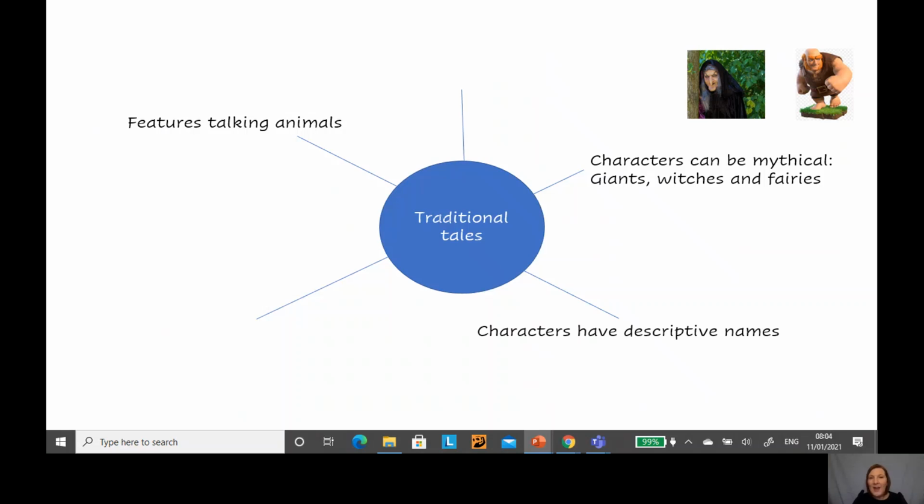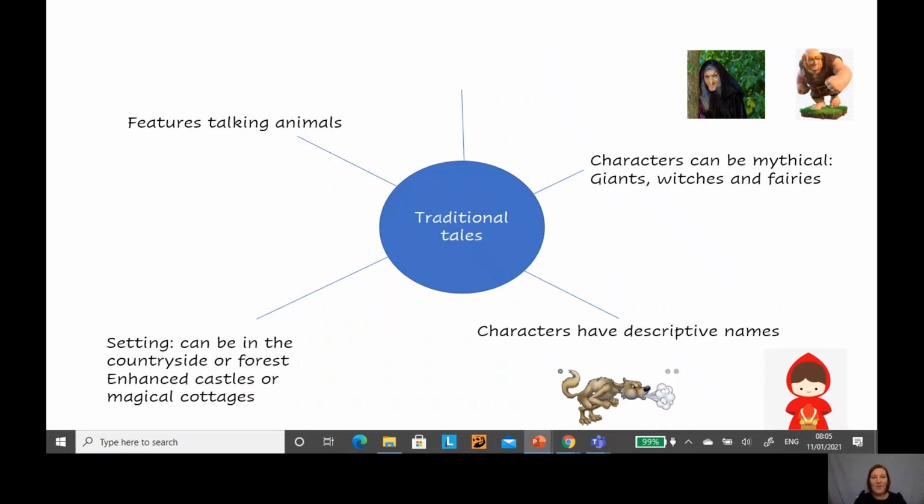Now also, characters might have descriptive names. So when we think about the Big Bad Wolf or Little Red Riding Hood, they tell us something about that character, something that's very specific to that character, so we can identify them.